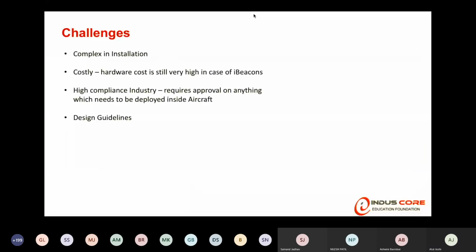Now, since we are talking about many advantages, it also has its own challenges. Even the smallest system right now has certain challenges. One is the cost. The biggest thing is that the hardware is very costly. Beacons themselves are very costly to implement. Nowadays, people are coming out with cheaper options.